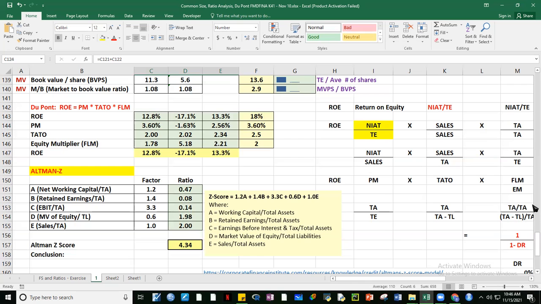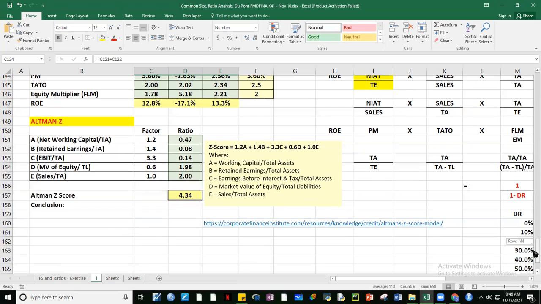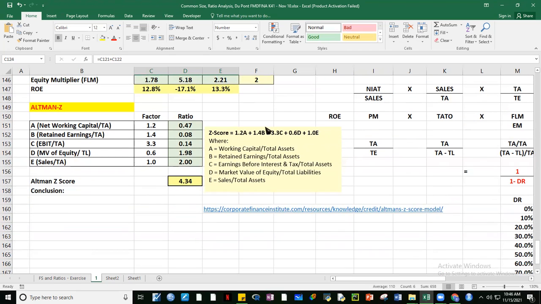tumaas si ROE. Okay, and lastly, guys, we were able to look at the Altman Z. Sabi natin, sa 2021, itong company na to, 4.34 yung Z-score nila, it will not be bankrupt in the next 2 years. Highly unlikely na maging bankrupt siya. If this was between 0 and 1.8, then there's a great chance that this company will become bankrupt.